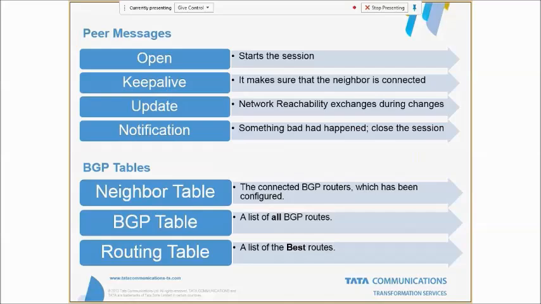The third one is update. Whenever network changes happen, it's used to indicate to its peers that something has gone wrong, and it sends the update messages to its peer. And the last one is notification. It's like a dead man walking. Something is bad, and it terminates or closes the session. The BGP table has three types: neighbor, BGP, and routing table.